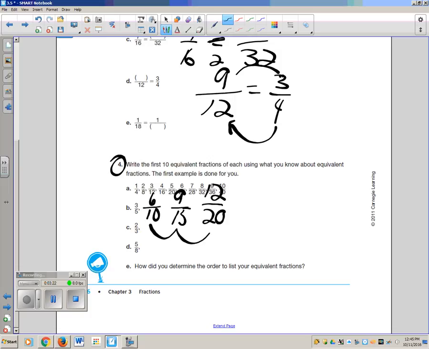You're going to start seeing a pattern on the top and the bottom. For the fifth fraction, 3 times 5 is 15. 5 times 5 is 25. 6, 9, 12, 15. This one's going to be 18, 30, 21, 35. Whatever you do to the top, you got to do to the bottom.